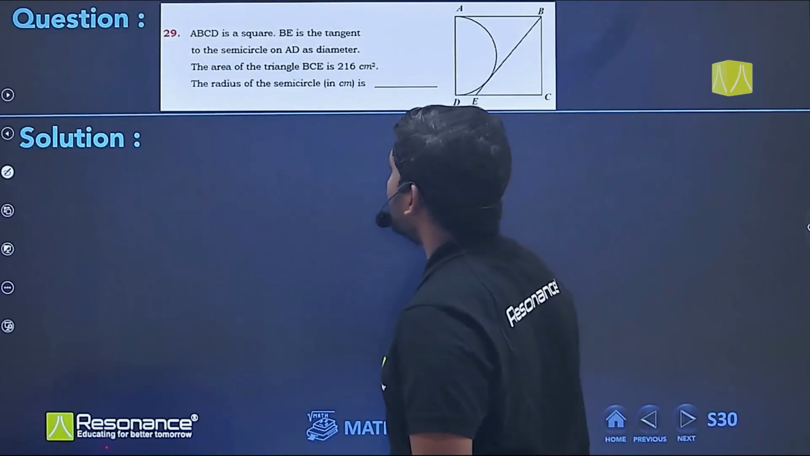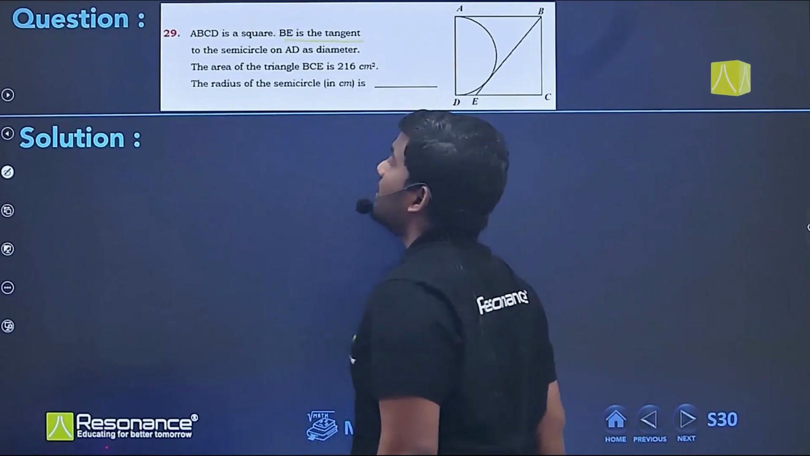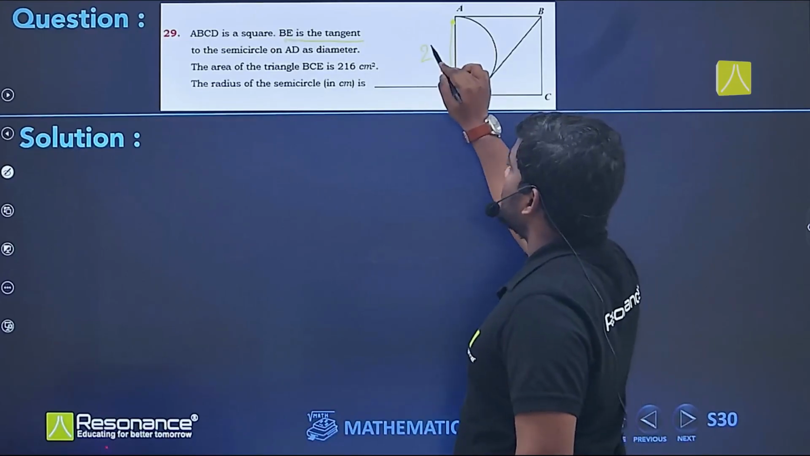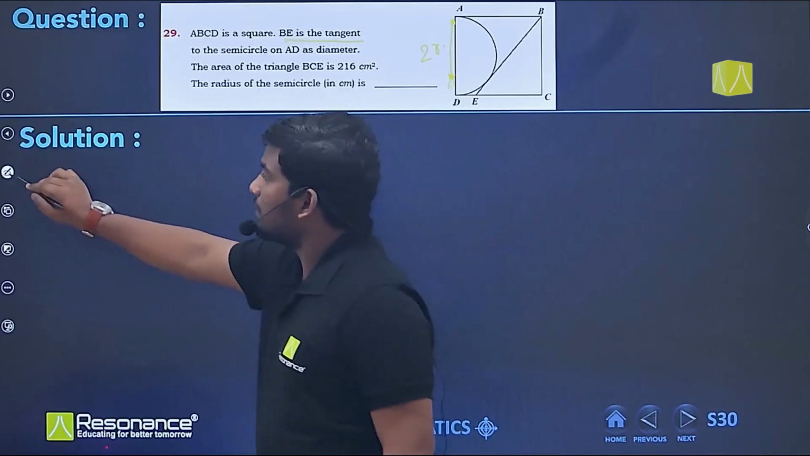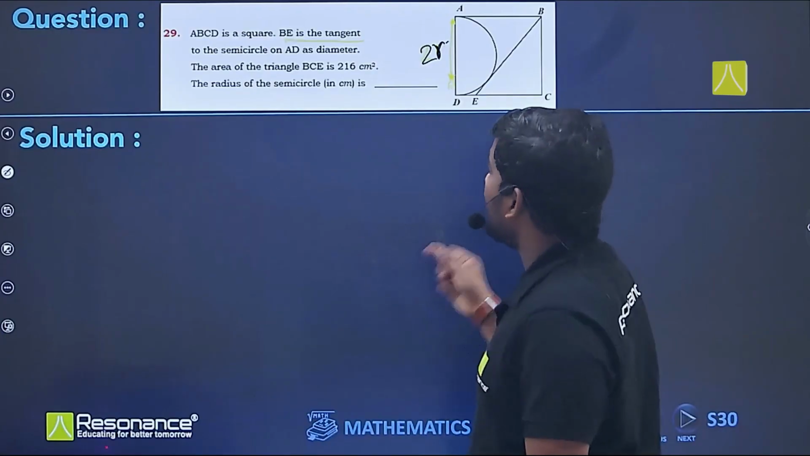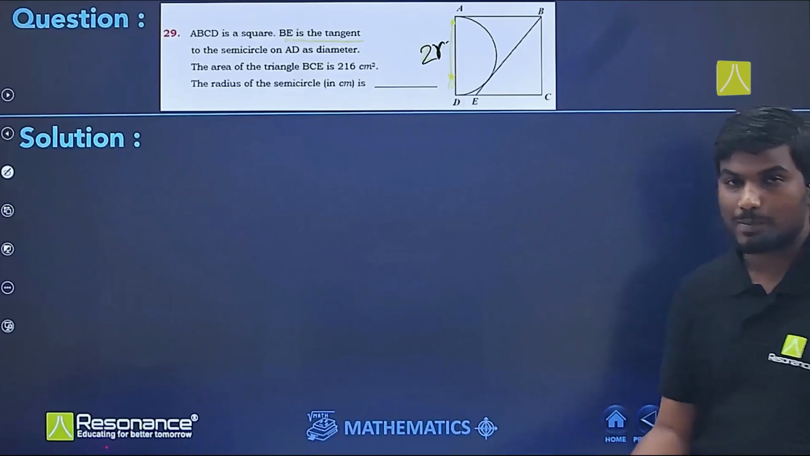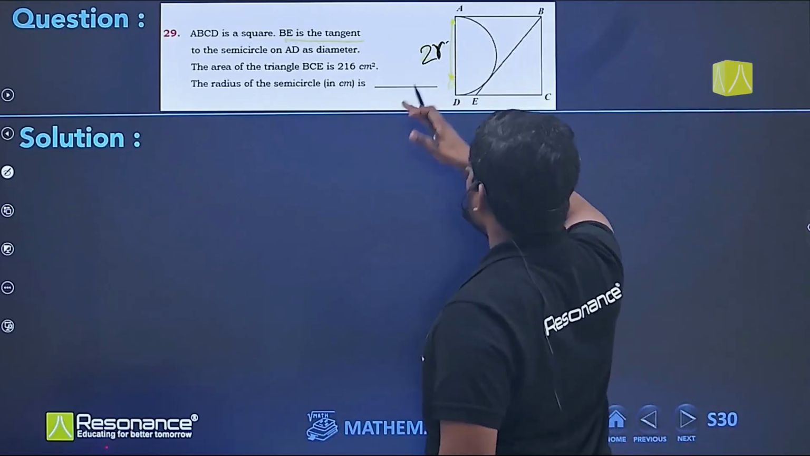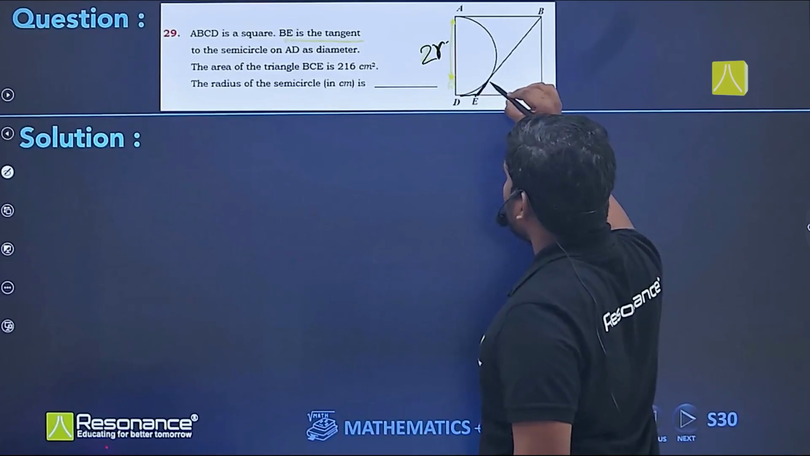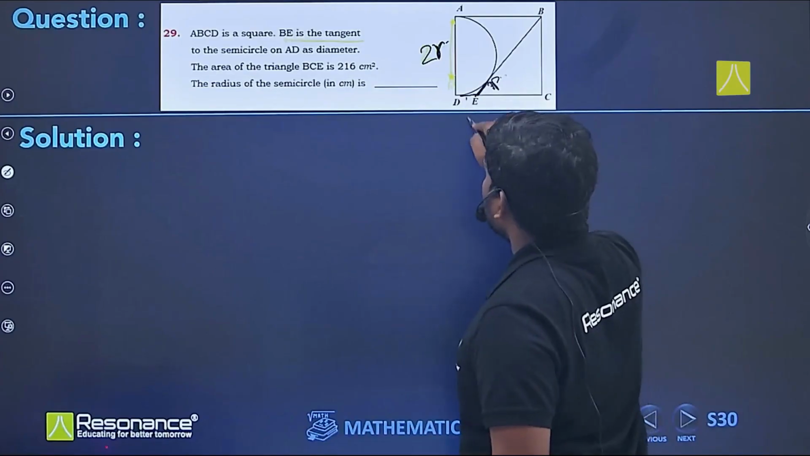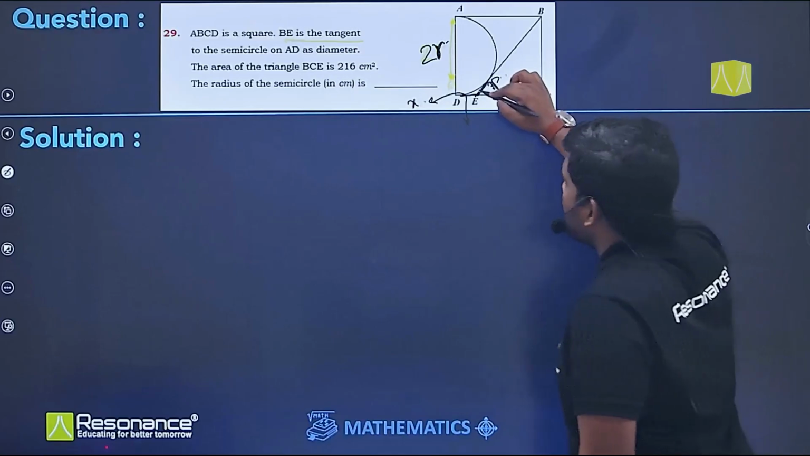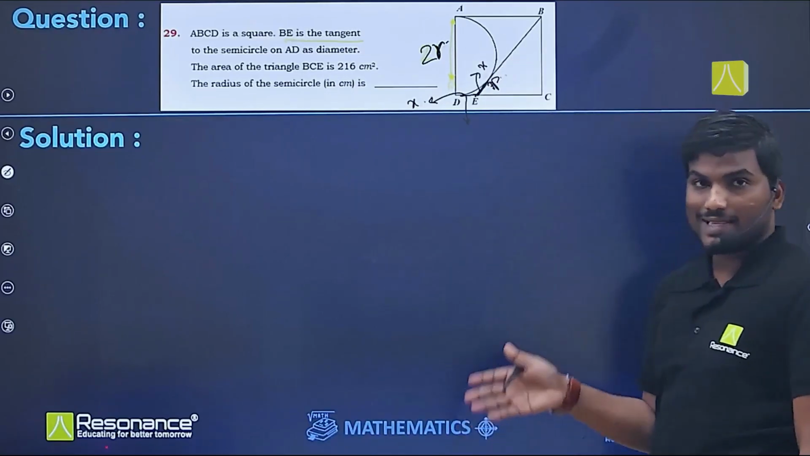Now here again we have a question. ABCD is a square, BE is the tangent to the semicircle on AD as diameter. So this part is diameter, so this is 2r. And the area of triangle BCE is 216. So to get the sides of BCE, obviously the side of the square is 2r. So ED, if you assume a point P here, ED can be written as x. So EP also becomes x.